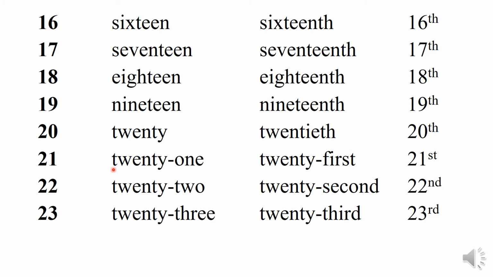21, cardinal 21, you write and read like this, and the ordinal is 21st. The 21st. Number 22, in the ordinal, you write 22nd, and you read 22nd. 23, cardinal, ordinal, you write 23rd. Okay, 23rd.